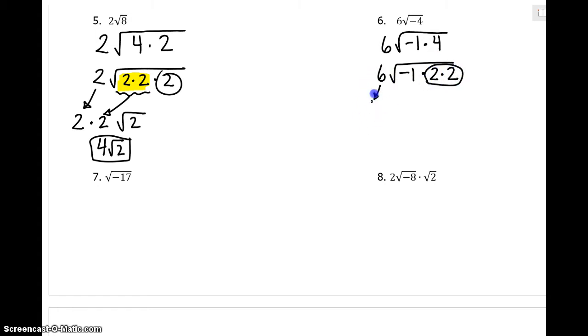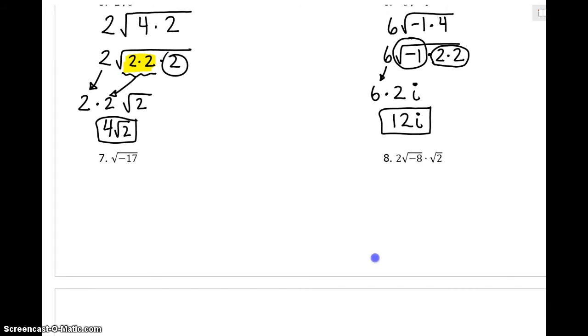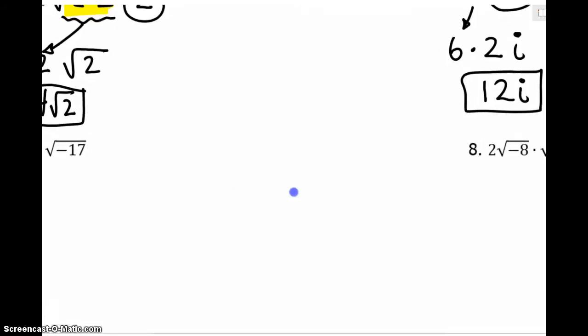Now 6 is already outside. This 2 is now going to come outside because it's a pair, and then we have the square root of -1. Well, that's an i. Notice there's nothing else left inside, therefore we are pretty much done. All we have to do is multiply 6 times 2, get 12i, and we are done. Great job.